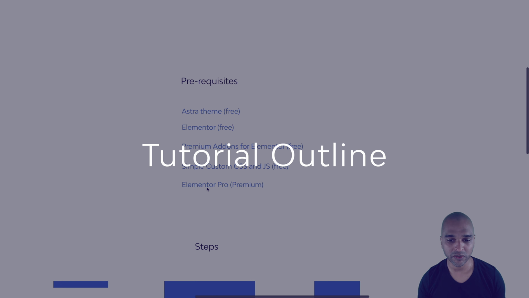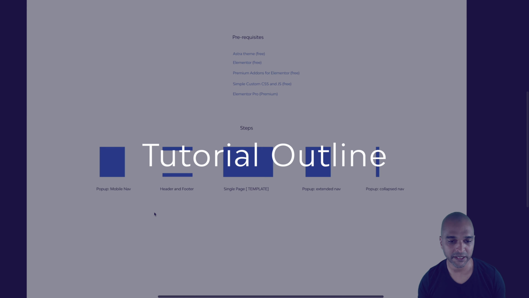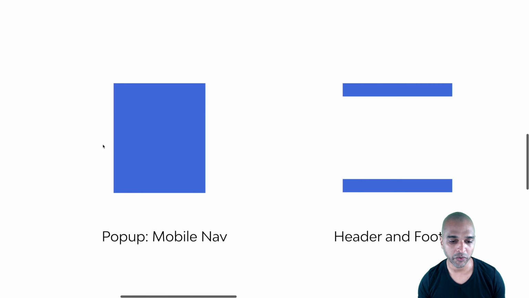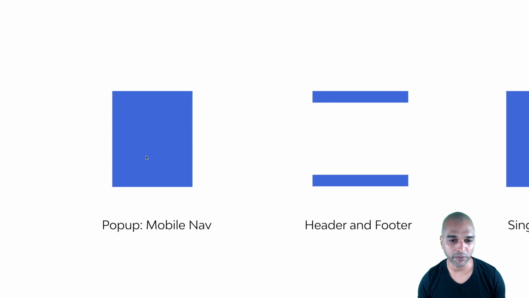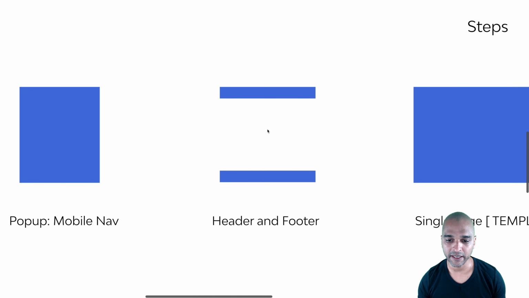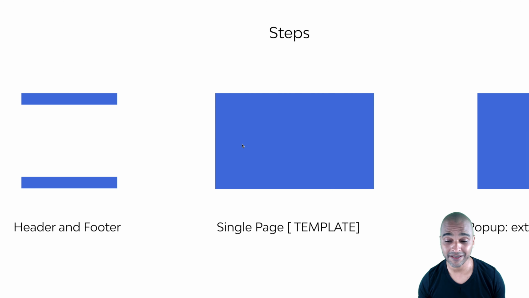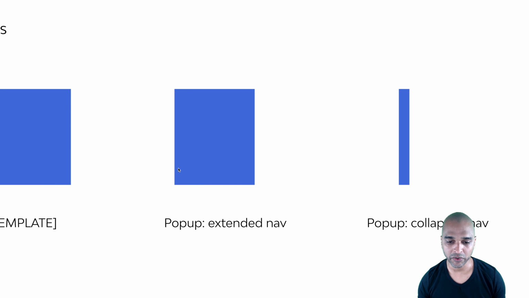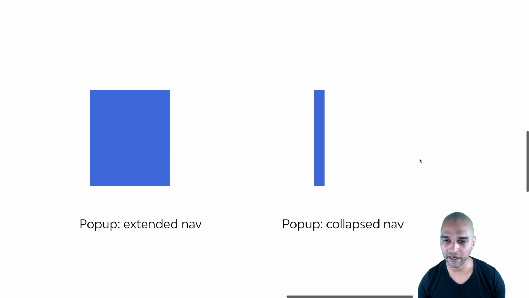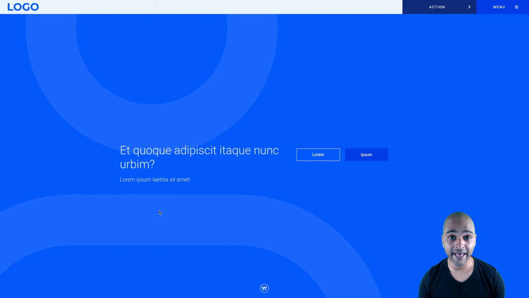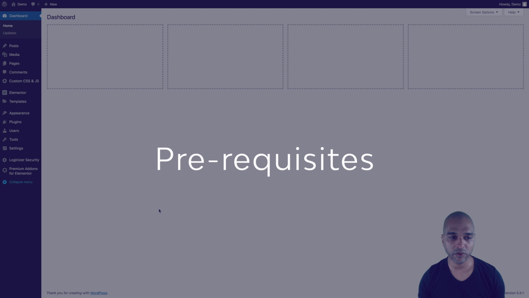What else are we going to talk about today? These are the steps we're going to take to complete this tutorial. First of all, we're going to create our pop-up for the mobile full screen navigation. Then we'll take care of our header and footer. Then we'll adjust our single page template, and I'll come back to that. Next, we'll create our extended navigation and our collapsed navigation. So as a reminder, this is what we want to build, and this is what we have for the moment. So let's get started. Prerequisites.